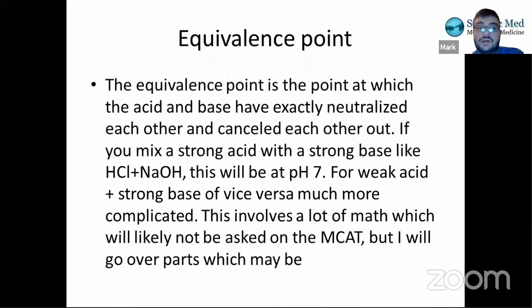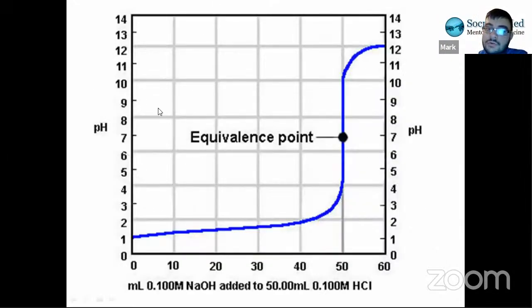When you mix a strong acid and a strong base, like for example HCl and NaOH, the equivalence point will always be 100% of the time at pH 7. So if you notice here, the equivalence point on the y-axis lines up with pH 7. Always with a strong acid and a strong base, it'll always be at 7.